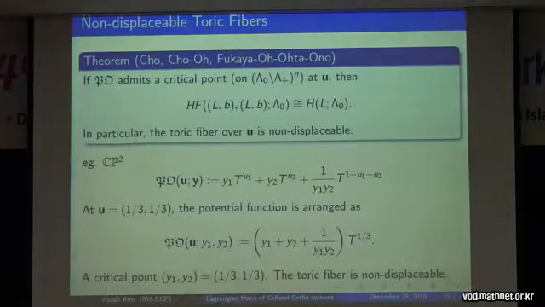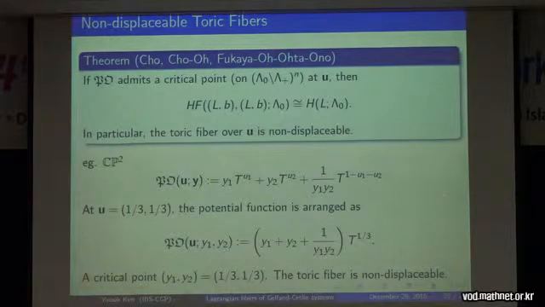And by the theorem of Cho-Oh and Fukaya-Oh-Ohta-Ono, if this potential function admits a critical point at u, then there exists some deformation parameter b such that the deformed Floer cohomology becomes isomorphic to the usual homology of the Lagrangian torus L. So in particular, we can conclude that the toric fiber over u is non-displaceable. So let's focus on the CP2 example again.